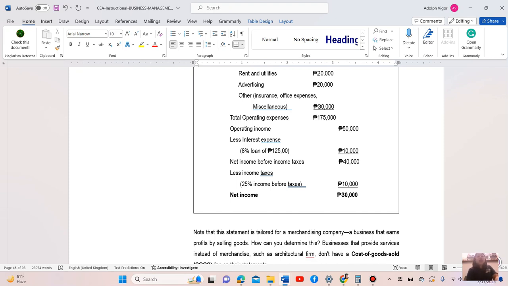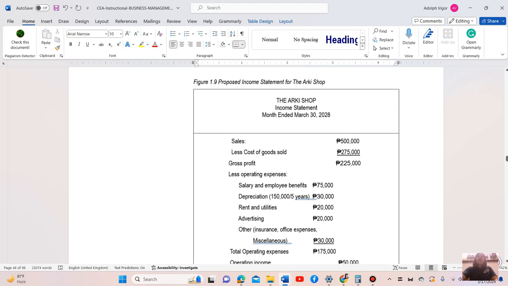So you deduct that. So in this example, that's 10,000. 25% of the net income before income taxes. So that's 10,000. So your net income, you're left with 30,000. So imagine from 500,000 imo nga sales, 30,000 lang imo ang net income.